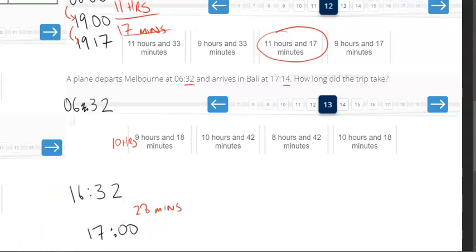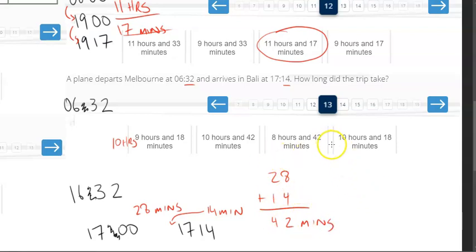And then from 17, I should get out of the habit of not writing that in. From 17 to 17:14 is an additional 14 minutes. So I'm adding 10 hours, 28 minutes, and 14 minutes. Well, all I have to do is figure out what 28 plus 14 minutes is. In this case, it is 42 minutes. So all up, this is going to take 10 hours and 42 minutes. So that is my answer here.